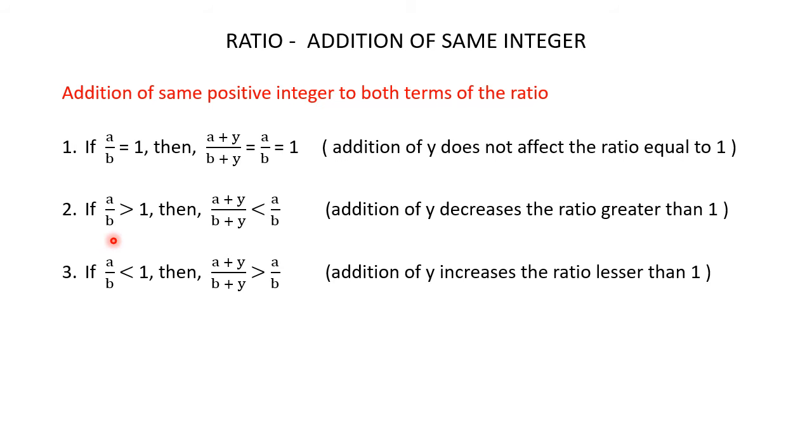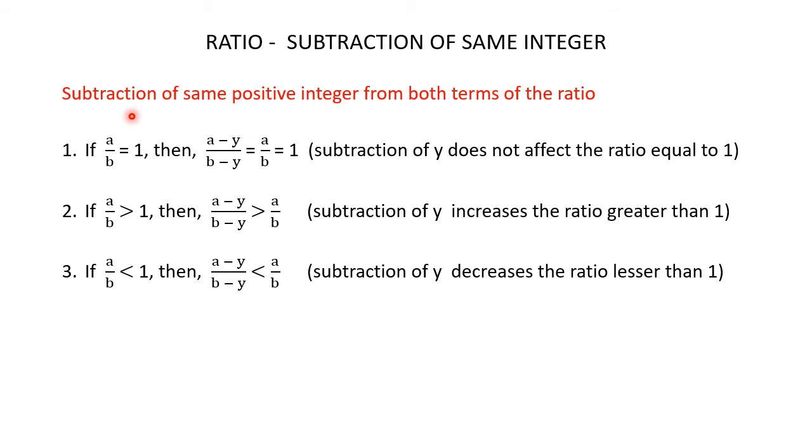If A by B is greater than 1, then (A plus Y) divided by (B plus Y) will be less than A by B. So the addition of Y decreases the ratio greater than 1. If A by B is less than 1, then (A plus Y) divided by (B plus Y) is greater than A by B. So addition of Y increases the ratio lesser than 1.